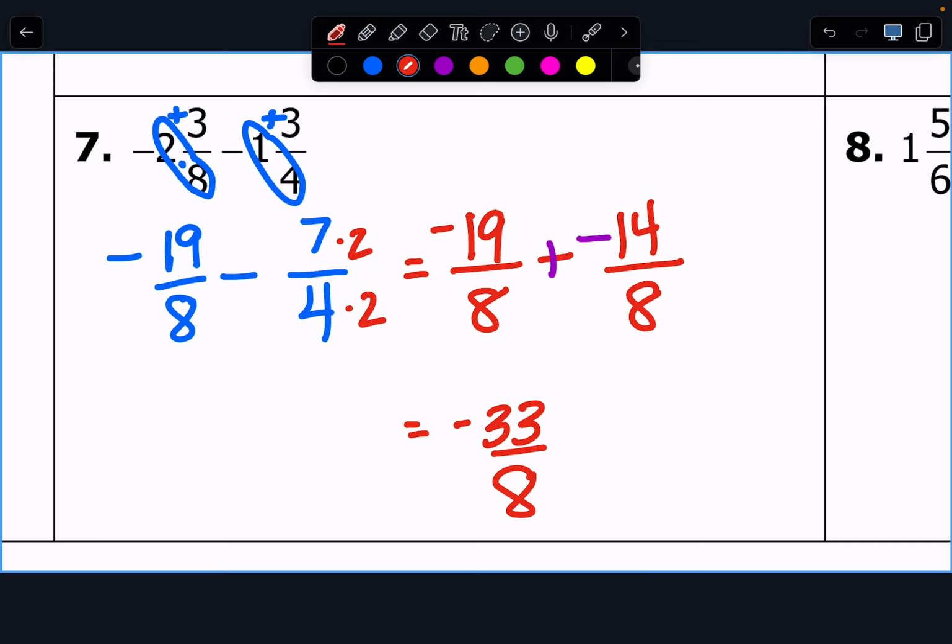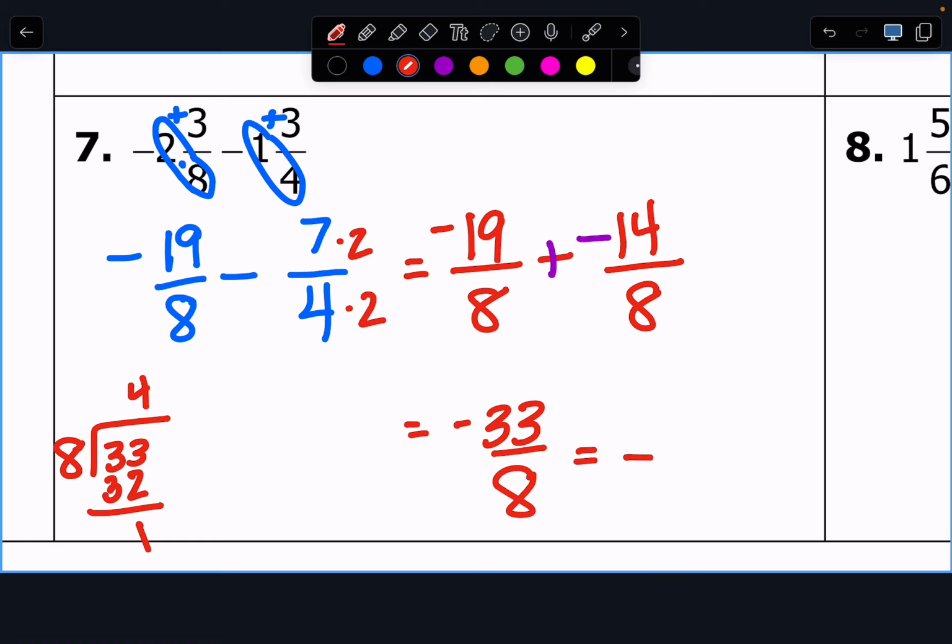Because we have 19 negatives plus 14 negatives. Now, can we leave our answer as negative 33 over 8? No. We need to turn this into a mixed number. So, how many times can 8 go into 33? 4 times. With how many left over? Brandon, you writing this down? So don't forget that our number is still negative.